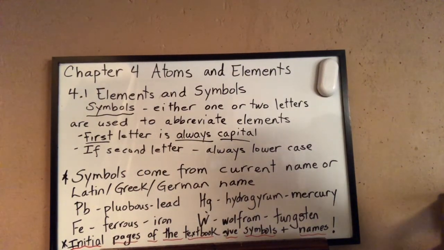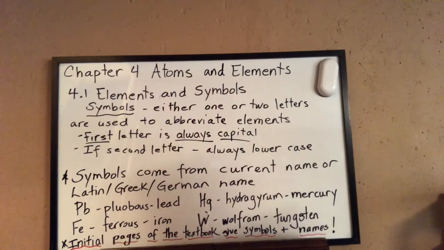Welcome to Chapter 4, Atoms and Elements. Section 4.1, Elements and Symbols. Elements are pure substances, as we learned in Chapter 3. Symbols are used to identify the elements. It is either one or two letters that are used to abbreviate the names of the elements.